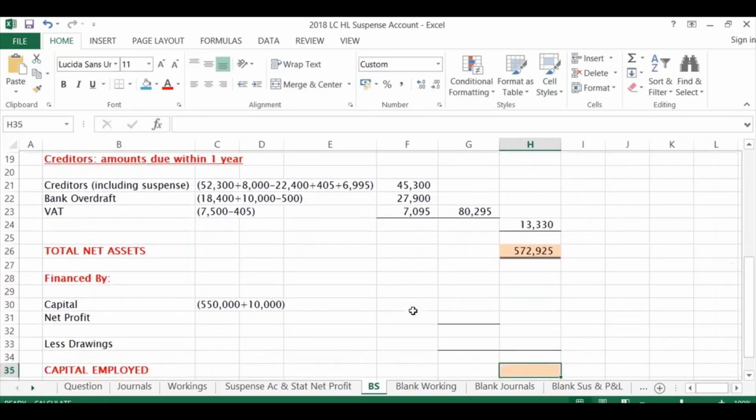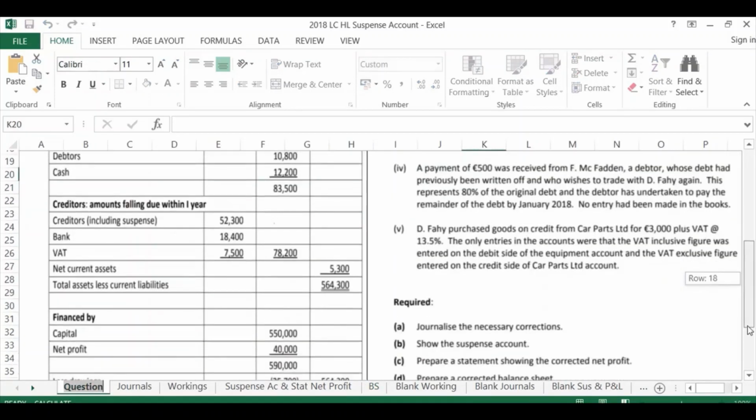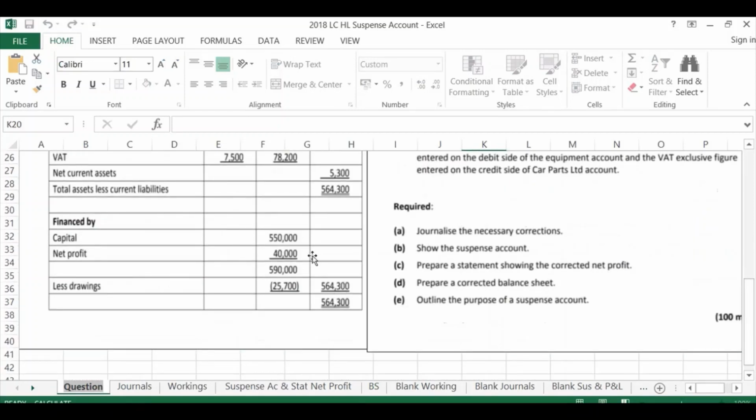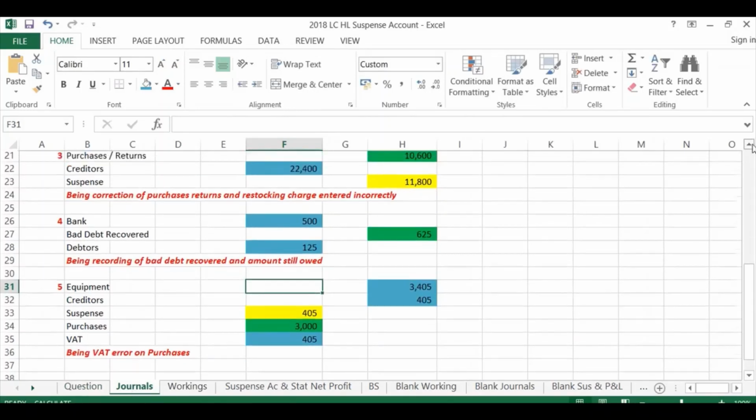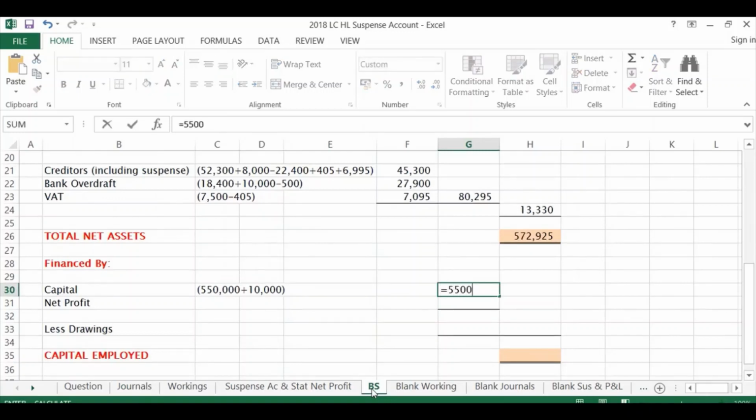Now just to finish off the bottom of the balance sheet, first thing is financed by. Now the capital in the original question was 550,000, and again capital is a credit balance, it's money owed back to the owners, so it's 550,000. So if I go to my journals, I have one journal for capital of 10,000 here, which is a credit journal, so that's going to increase my capital by 10,000 euro. So originally it was 550,000, it's going to increase by 10,000, which will bring it to 560,000.